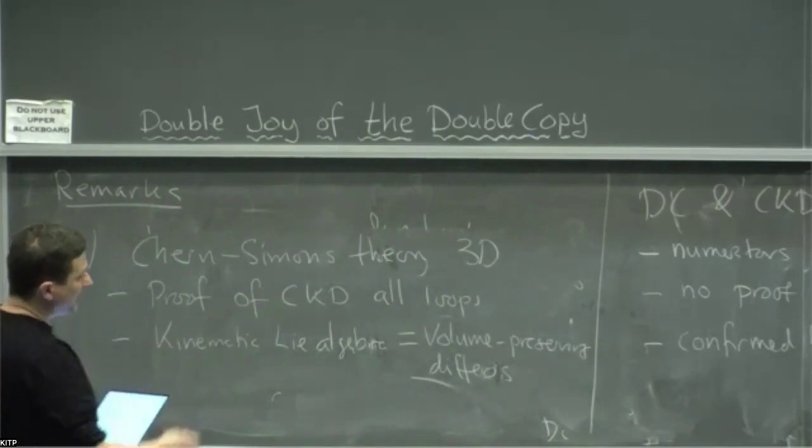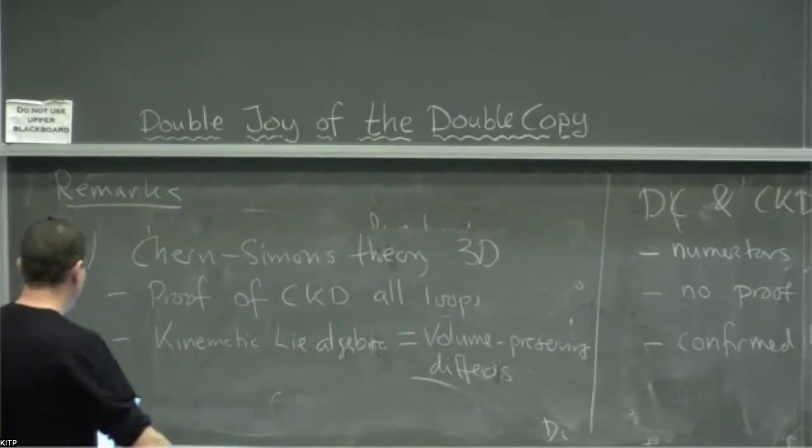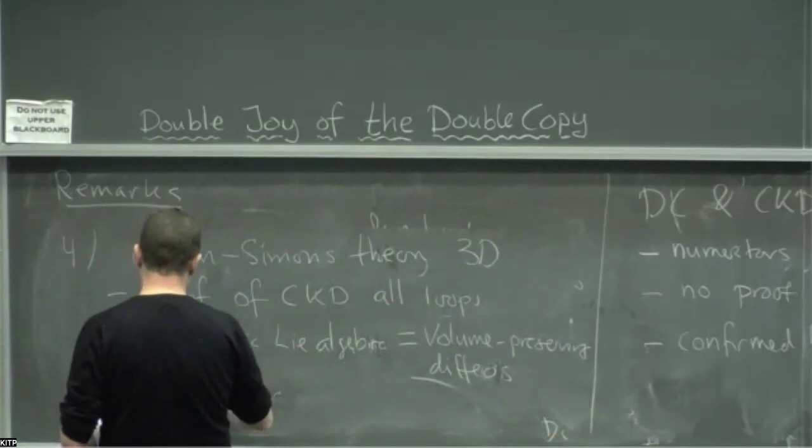A bad thing about Chern-Simons theory is that there are no amplitudes. This is topological.